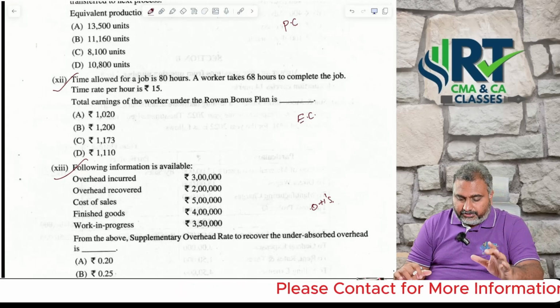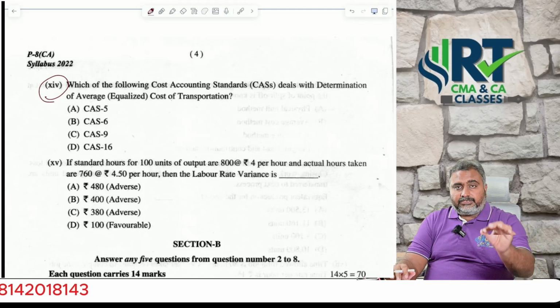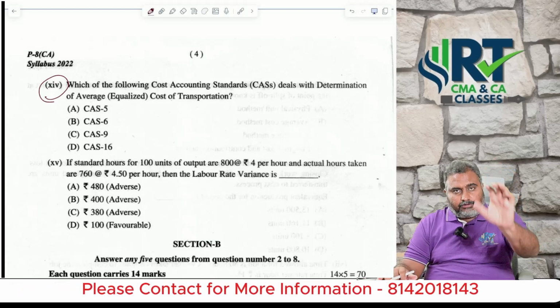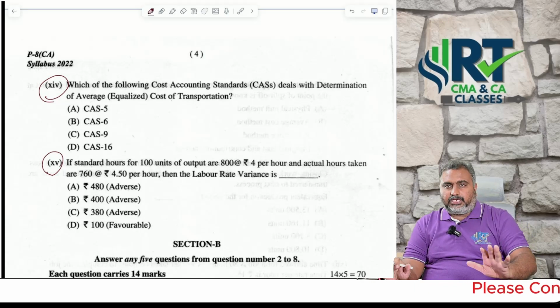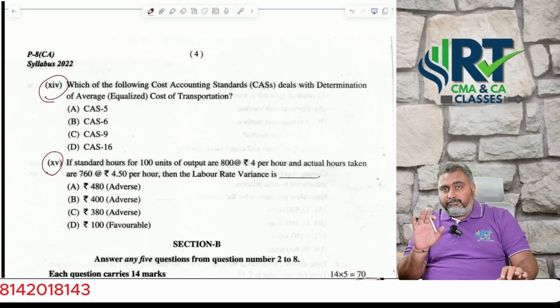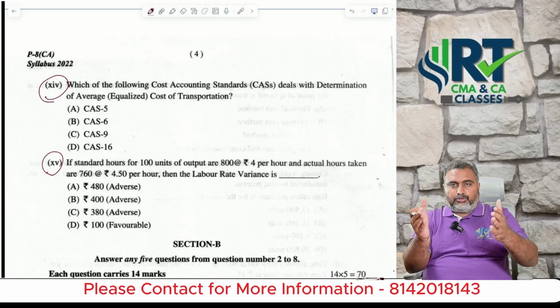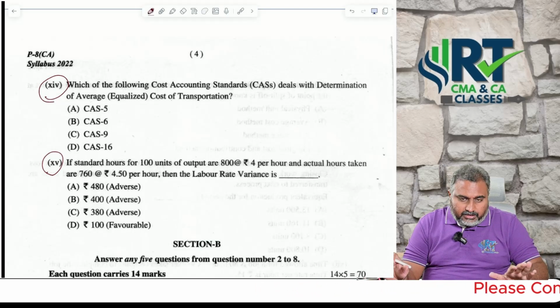Already I indicated this to you. Next, sir, I already informed you: just read the cost accounting standard numbers. Compulsorily you are going to get one MCQ from that. And this is regarding standard costing. Sir, if you observe my previous analysis in the previous video, almost everything matches at the same level. Sir, I am not manipulating anything.